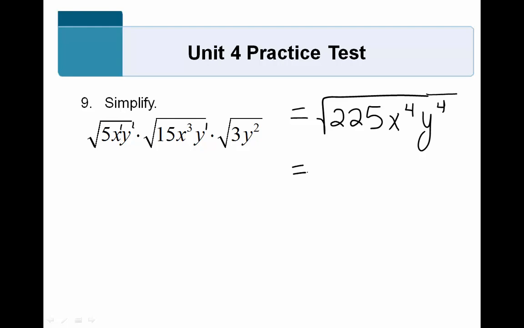Now 225 is a perfect square. The square root of 225 is 15. So we get 15. The square root of x to the 4th is x squared. And the square root of y to the 4th is y squared.